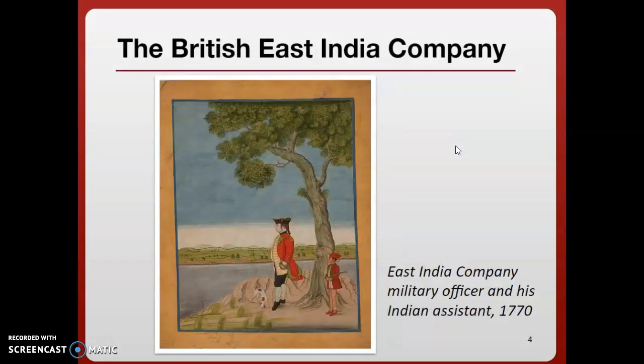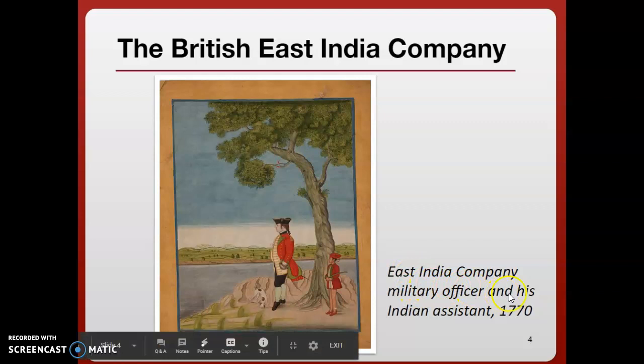Now, how are the British going to involve themselves? What they're going to do is more along the lines of economics. The British East India Company is going to set up, and again, I mentioned these trading posts. They're going to have officials there, and the British East India Company is going to have a tremendous amount of power. Almost a quasi-government of the British Empire in India, where they're actually going to be able to raise their own army in addition to conducting certain economic activities. And again, you can see by this image here, the East India Company military officer and his Indian assistant, 1770.